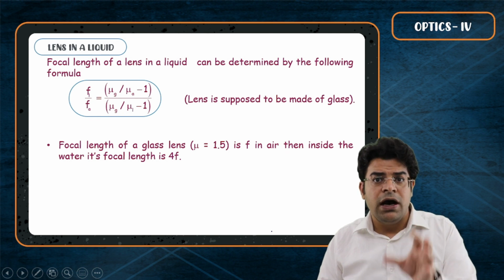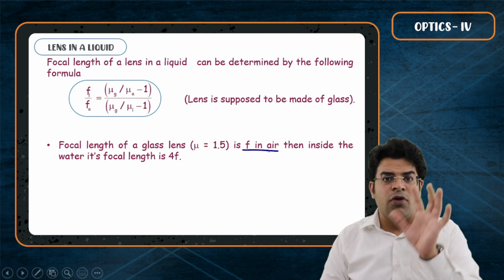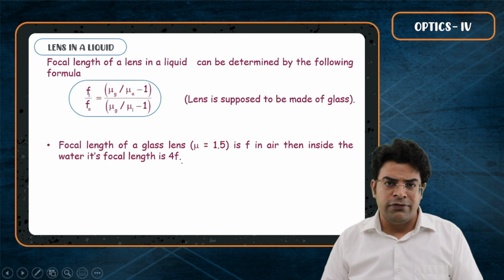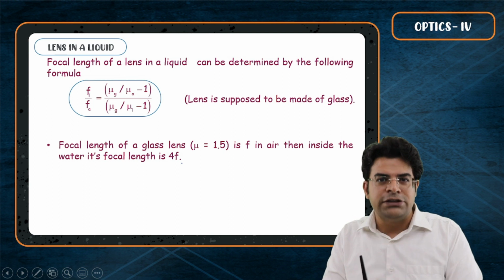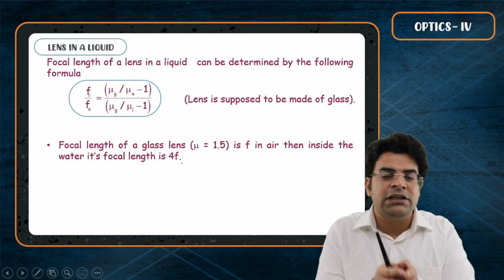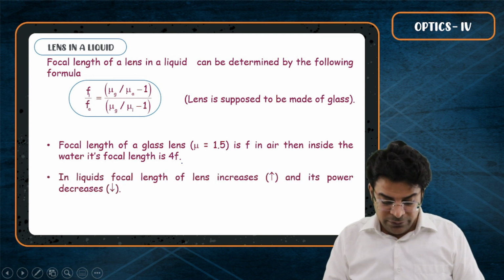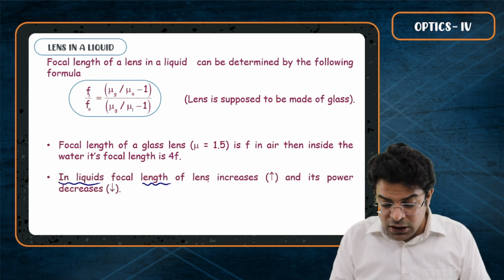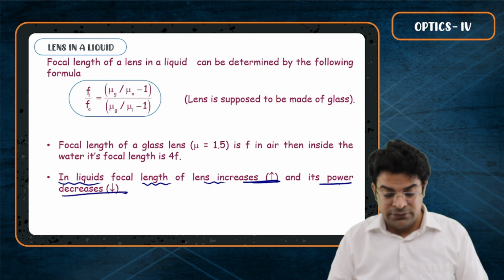So if a lens has focal length f in air, then inside water the focal length comes out to be 4f. A direct result you can remember because most of the questions are asked about a glass lens being immersed inside water. The second point you need to understand: in the liquid, the focal length of the lens increases and its power decreases.